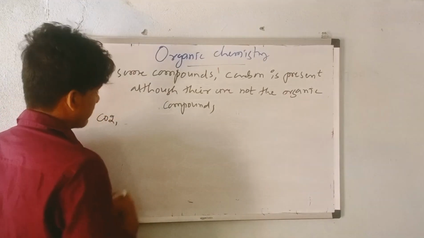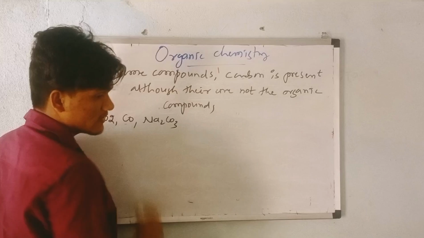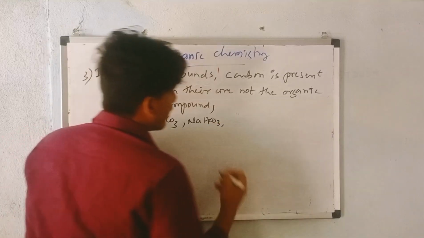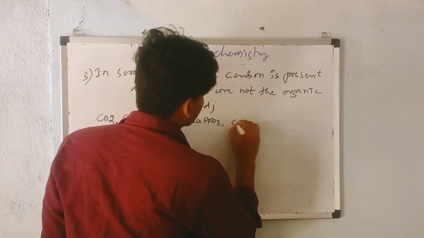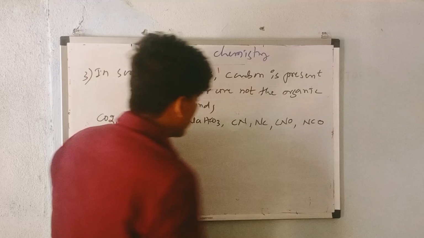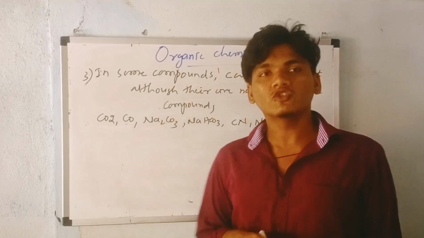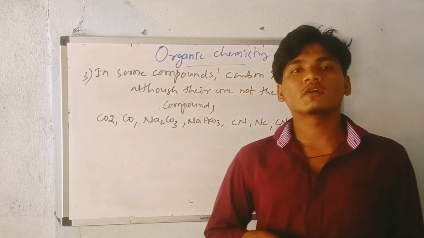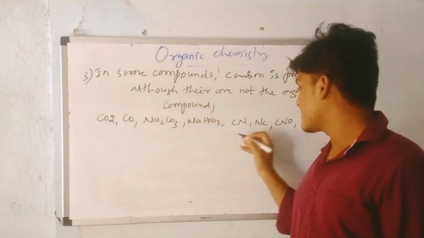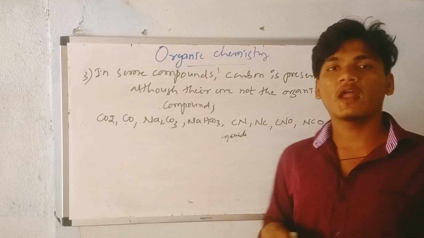CO2 is called carbon dioxide, right? CO, carbon monoxide, and Na2CO3, which is called washing soda, and NaHCO3, baking soda, and you can find KCN and CNO and NCO. Here CO2 is called carbon dioxide, and CO is called carbon monoxide. Na2CO3 is called washing soda. NaHCO3 is called baking soda. And CN is called cyanide. NCO is called isocyanide.